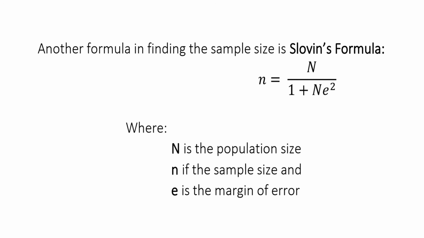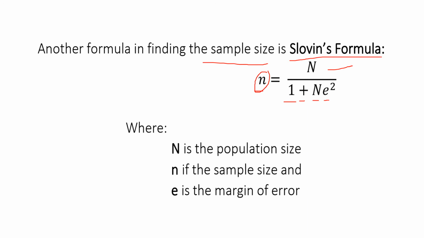So another formula in finding the sample size is Slovin's formula. So your n is equal to N, that will be the population size, all over 1 plus N, that will be your population size again, times e, the margin of error squared. So n here is your sample size.